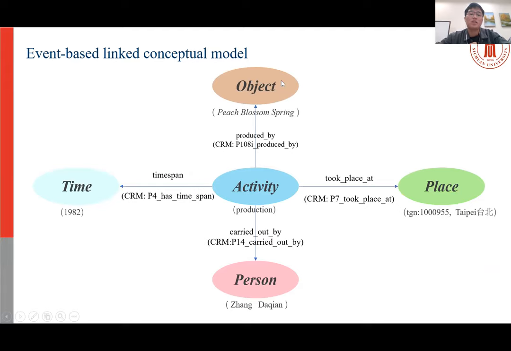We try to use the Linked Art approach to link the three main classes and the time class and place class to construct an event-based linked conceptual model. The basic model describes Zhang Daqian's production activity and uses the produced by property to link the object. The price edge was linked with the place, carried out by one linked person, and uses the time span to link with time. The model can describe and semantically express different activities or events by using different properties.